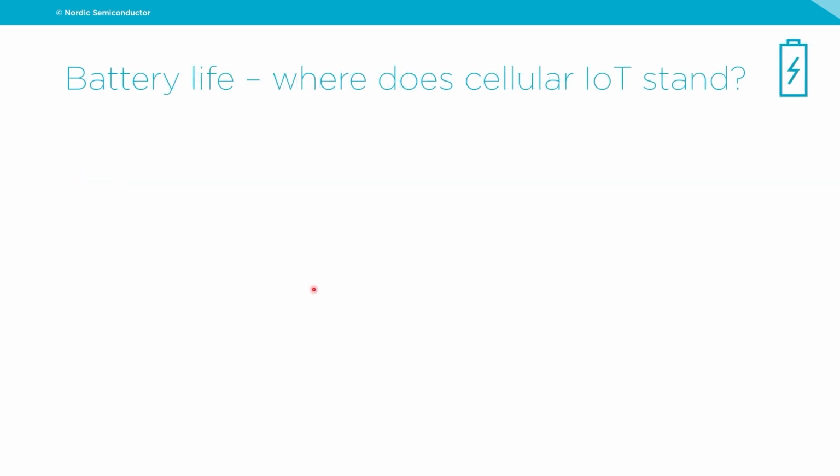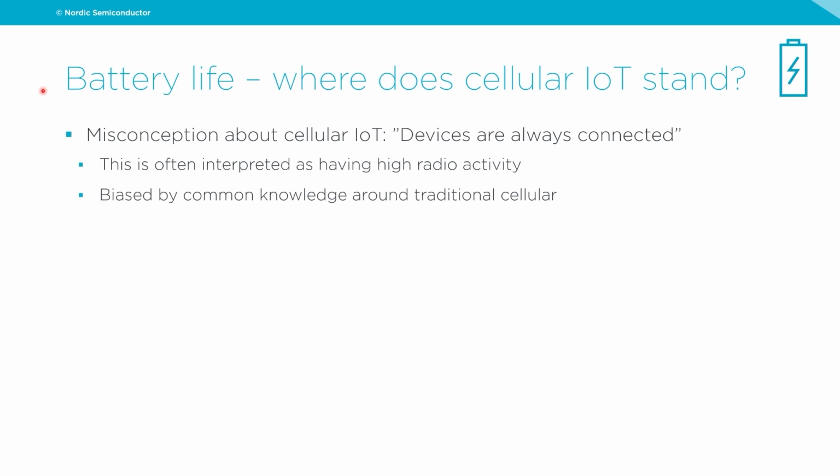Then the next topic to discuss is battery life, which sort of translates into power consumption or energy consumption, which are a little bit different things, and we'll talk about them here. So if you search about cellular IoT, you might see these statements that in cellular IoT it's high power consumption because devices are always connected.